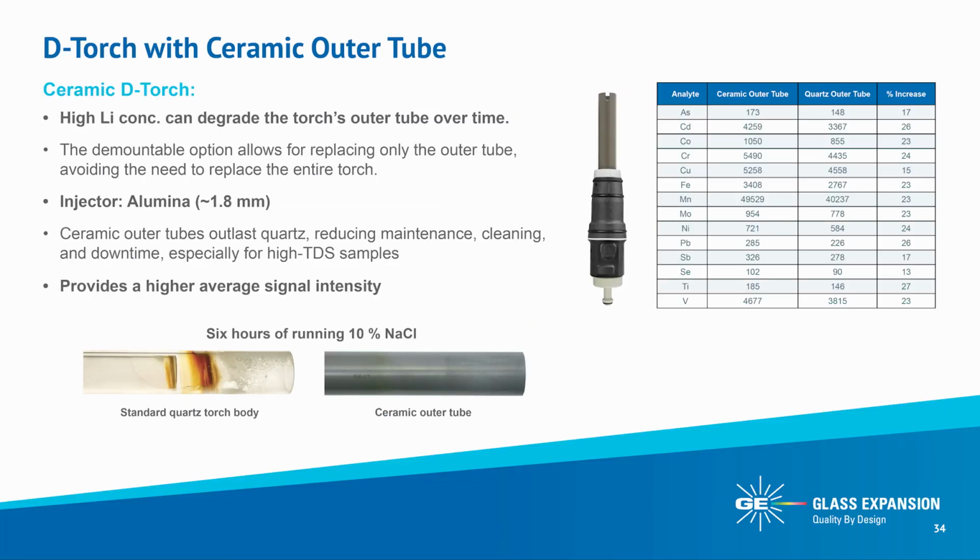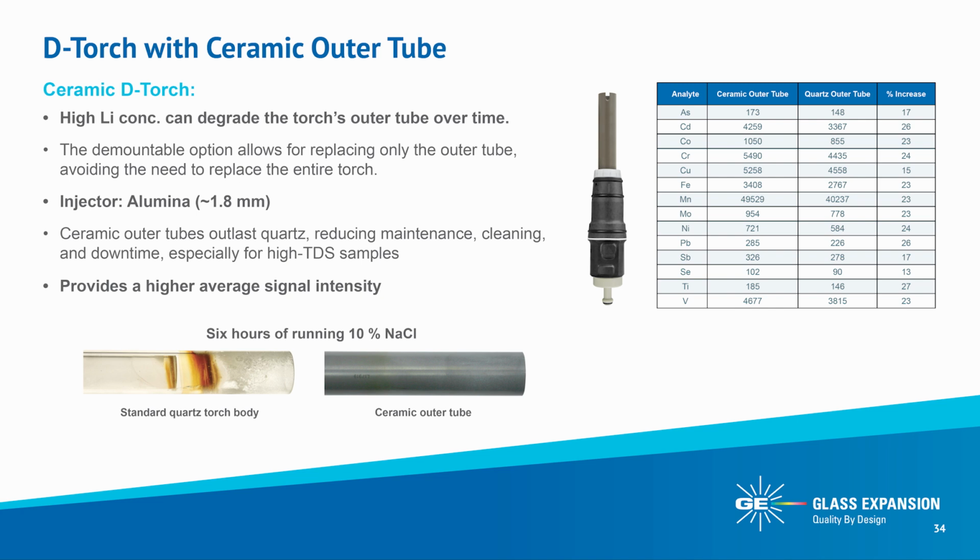A major challenge we face with high lithium concentrations is the rapid degradation or devitrification of the quartz torch, specifically the outermost tube, resulting in frequent torch replacement and high consumable costs due to the short lifetime. With a demountable torch design, you can reduce that cost by replacing the torch body. However, with Glass Expansion's patented D-torch design, you can reduce that cost even further by only having to replace the outer tube. With the D-torch, you also gain the benefit of an optional ceramic outer tube, which, as we mentioned earlier, can withstand the toughest sample matrices, including high salts like lithium.